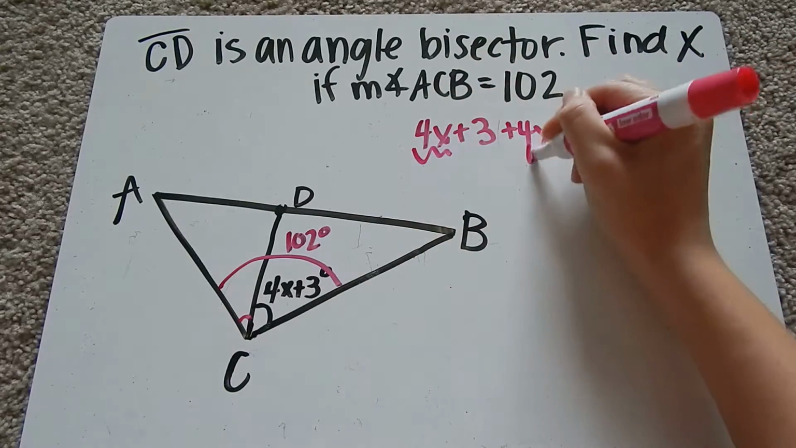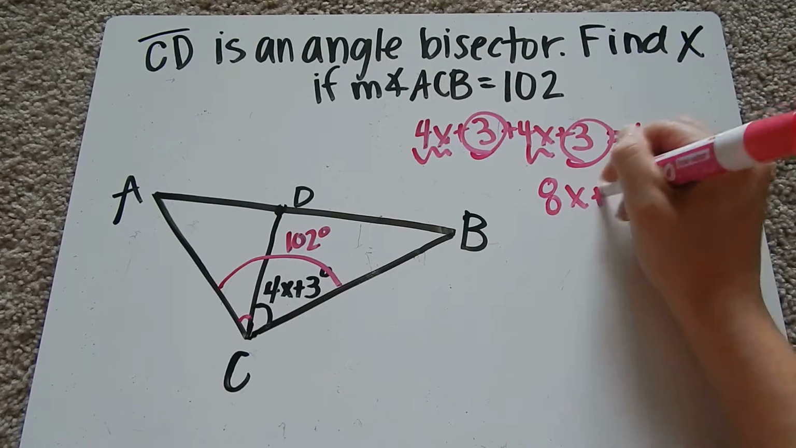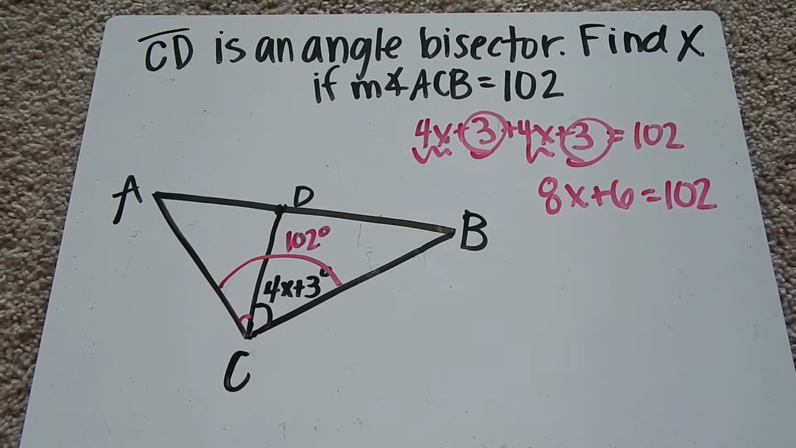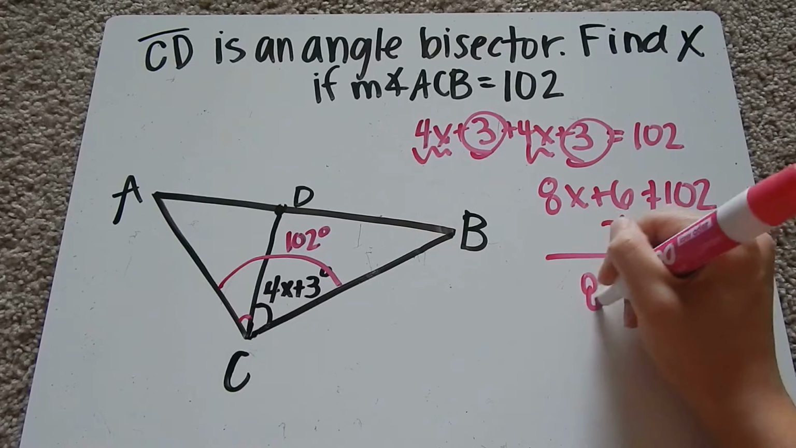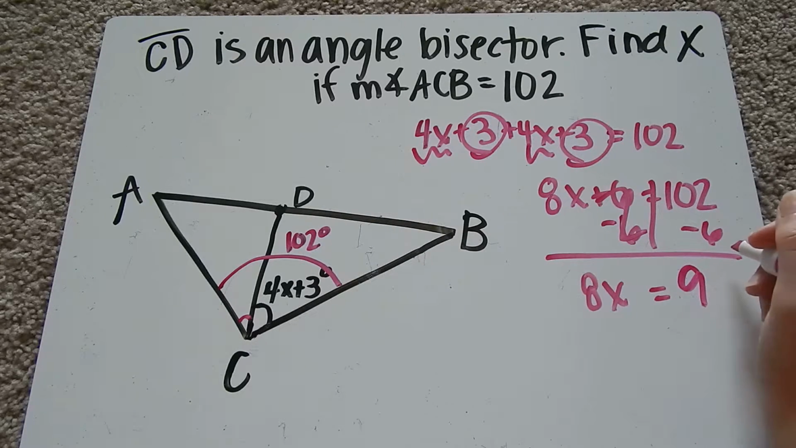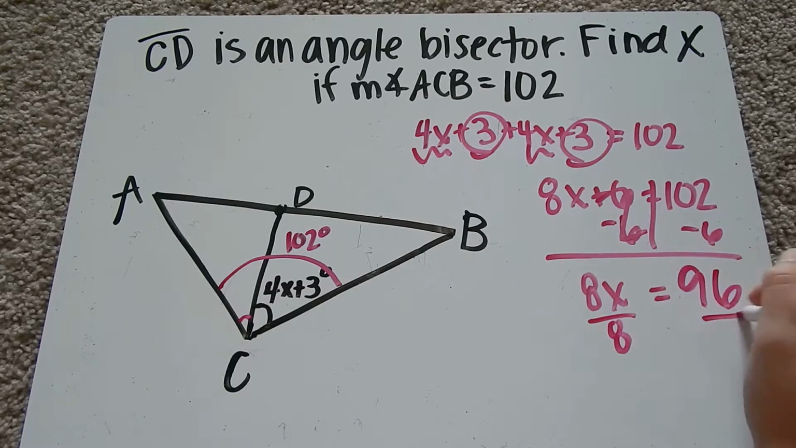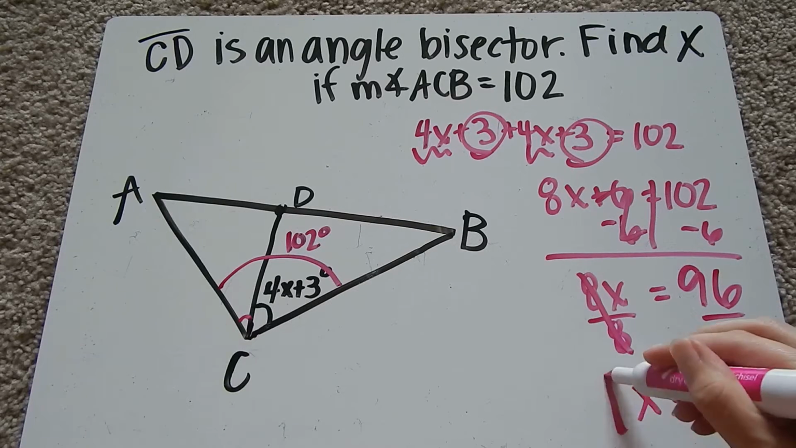So we will combine like terms. We get 8x plus 6 equals 102. Subtract 6 from both sides. These 6's will zero out, so we get 8x is equal to 96. Divide both sides by 8, and we get x equals 12.